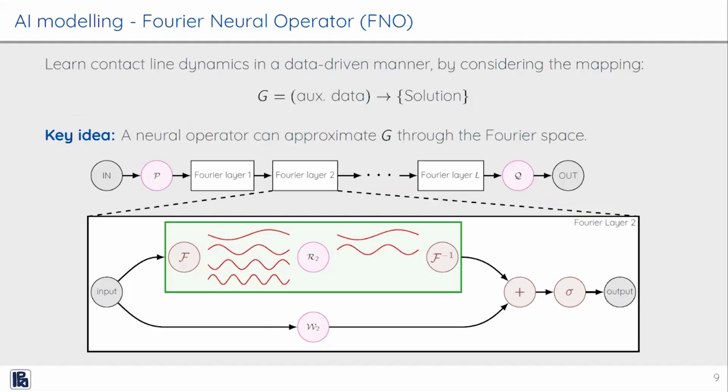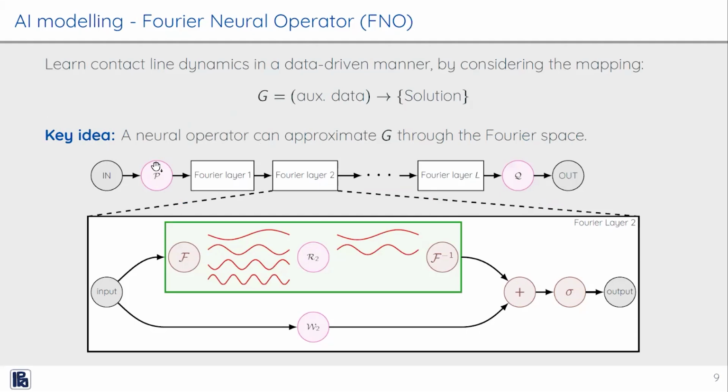So we continue with the training. We are using the Fourier neural operator as the AI architecture, which basically can provide a mapping between some auxiliary data, the initial solution, boundary conditions, and parameters, whatever we want, and map that to a solution. And this FNO does this mapping through the Fourier space.